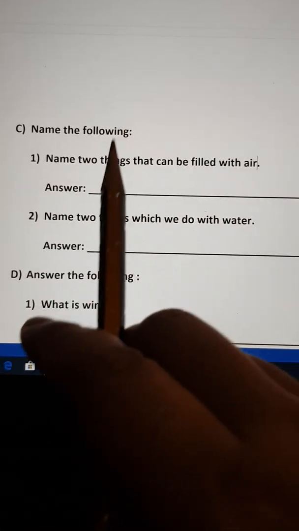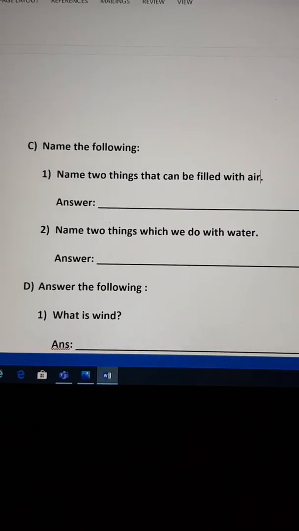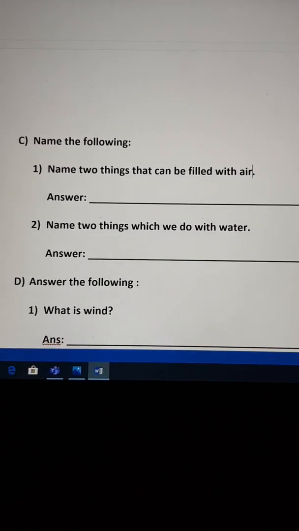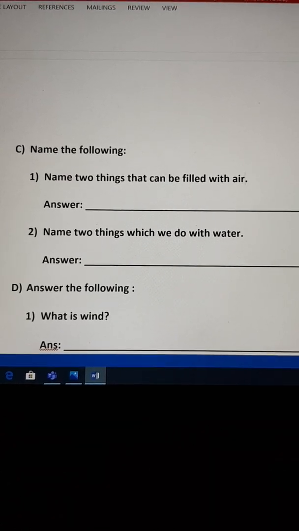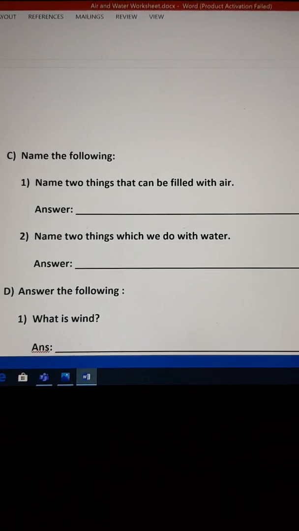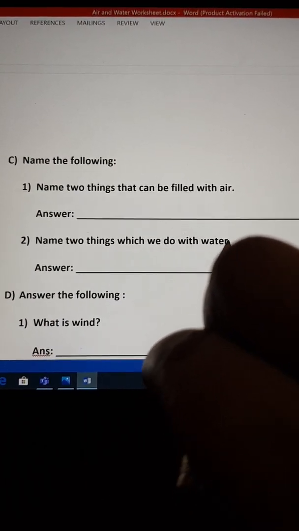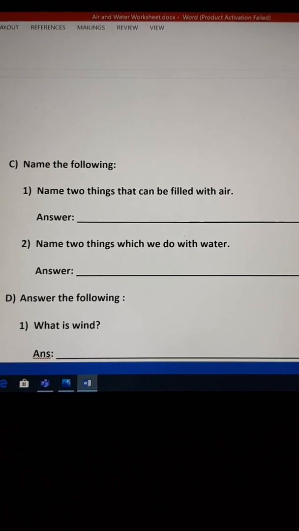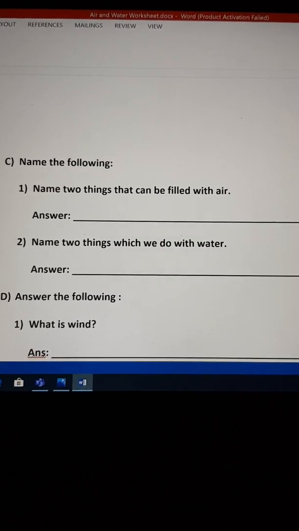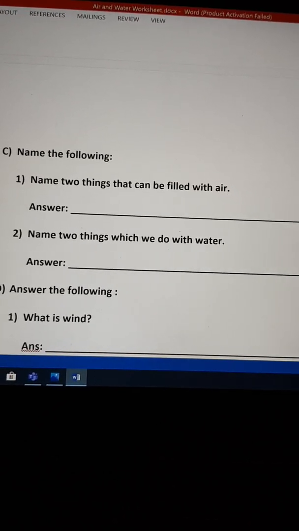Name the following. Name 2 things that can be filled with air. Many things are filled with air, like balls, balloons, car tires, floating boats, etc. Number 2, name 2 things which we do with water. Cooking, cleaning, watering plants, washing ourselves, bathing, drinking, so many things. You will just write 2 things, okay?